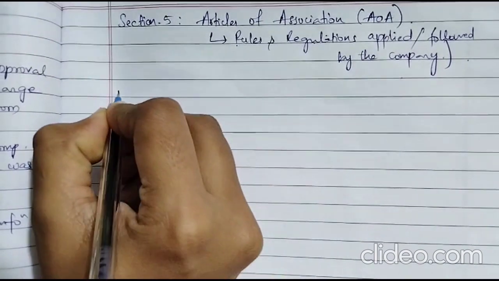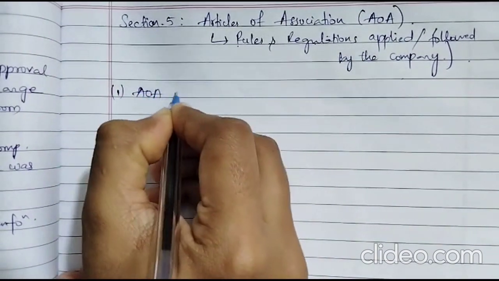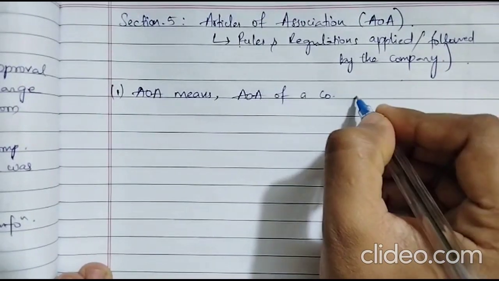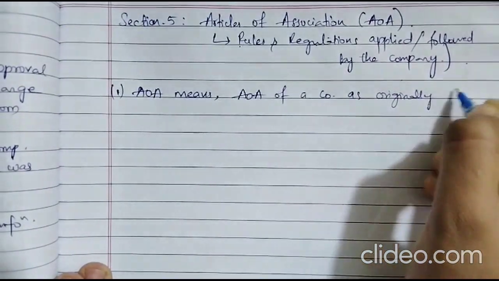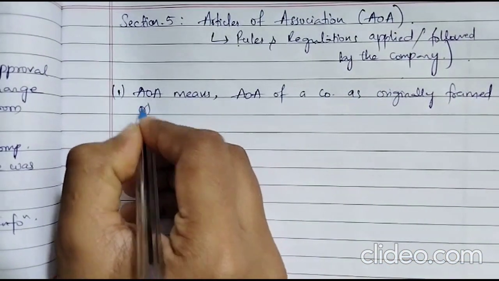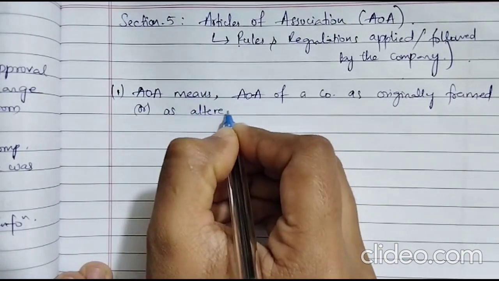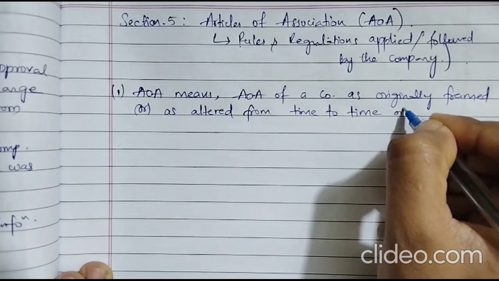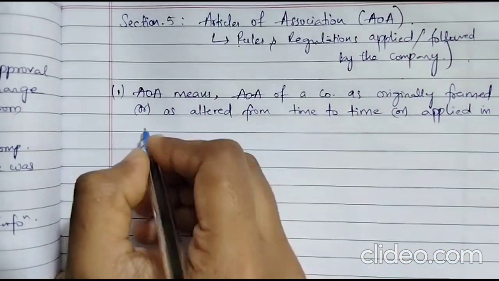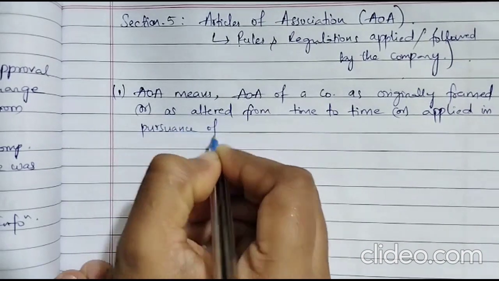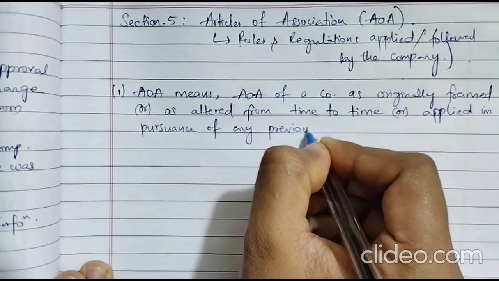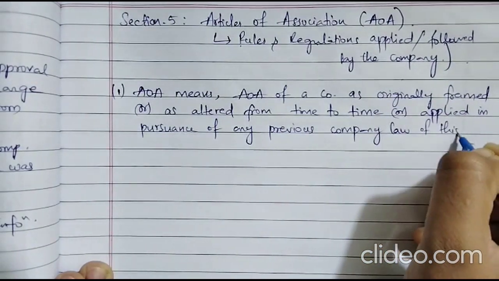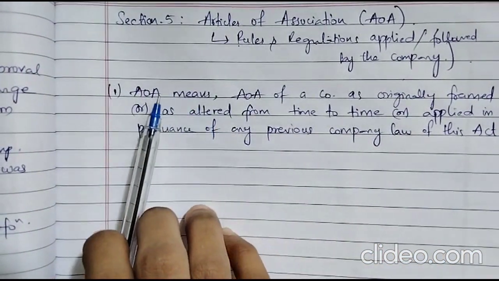Start with subsection 1. Article of association means article of association of a company as originally framed or as altered from time to time or applied in pursuance of any previous company law of this act. So, what is article of association?